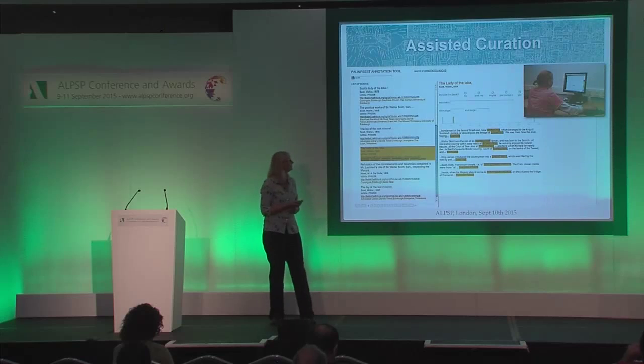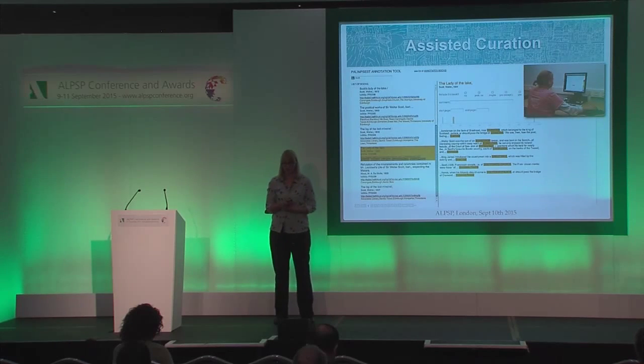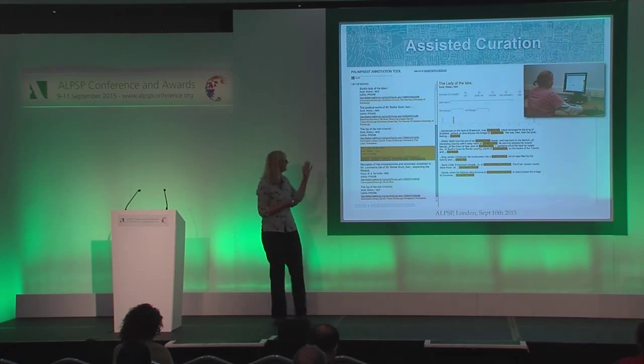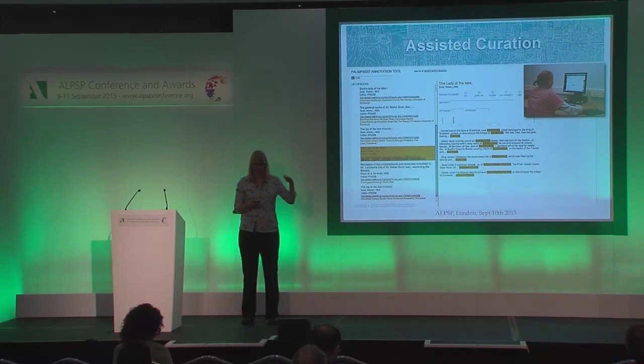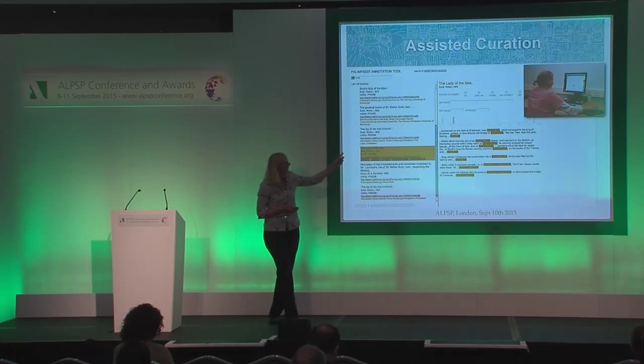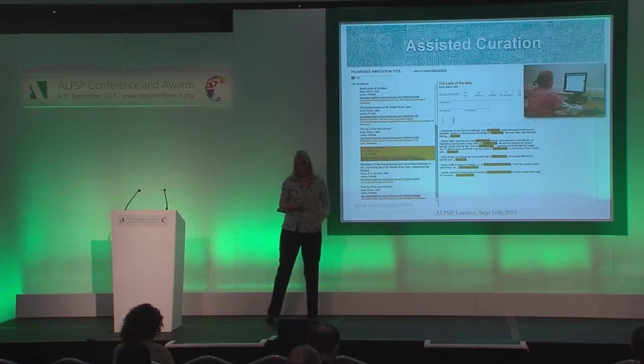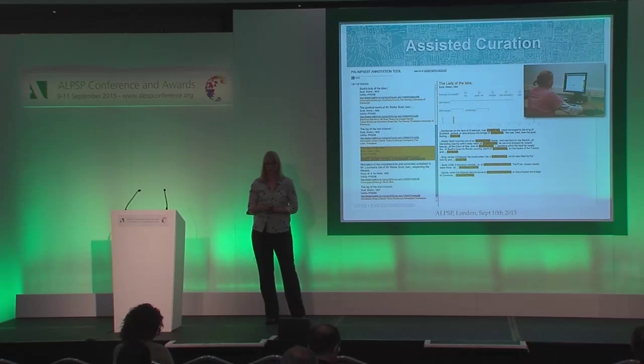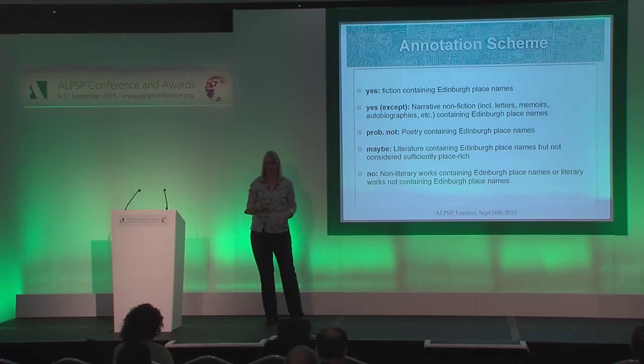Here we've got a screenshot of the actual curation tool. So you can see on the left-hand panel are the different works, and then on the right-hand side is the text, the snippets containing the locations, and also a graph of where in the book these locations appear, and then at the top the curators were able to decide whether or not they wanted to include the book or not.